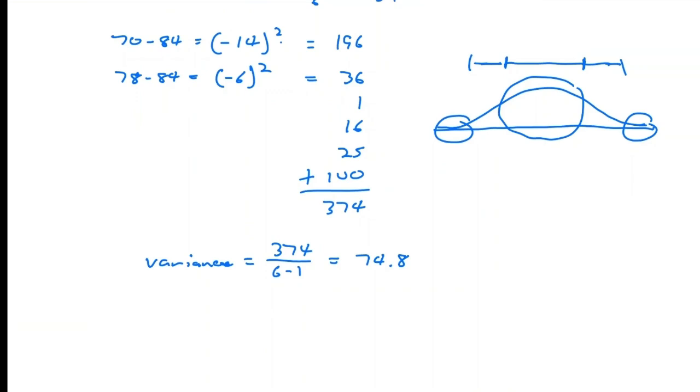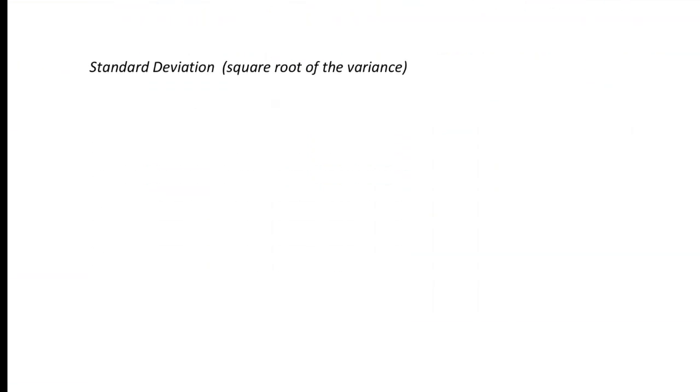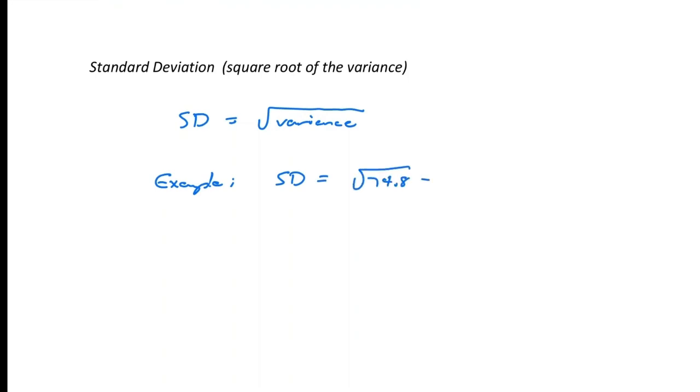Now, again, variance not necessarily real helpful, but what we do with variance is we use it to get something that is more valuable, and that is standard deviation. Because standard deviation is nothing more than the square root of the variance. I'll often abbreviate standard deviation SD. So from our example above, the standard deviation is the square root of 74.8, which would be 8.65.